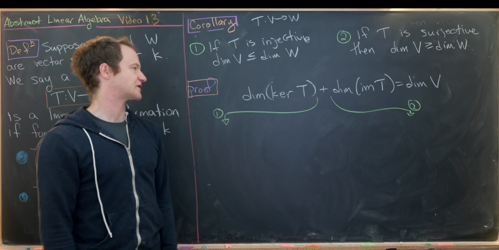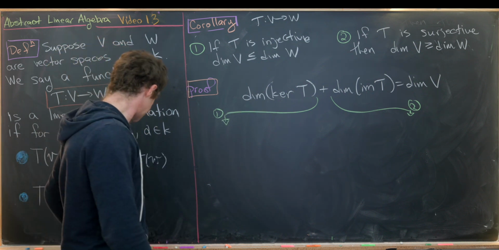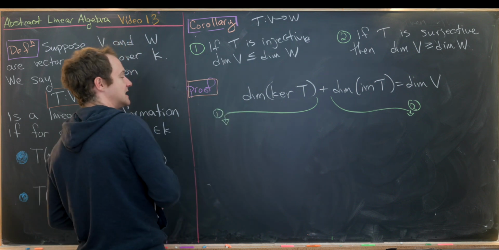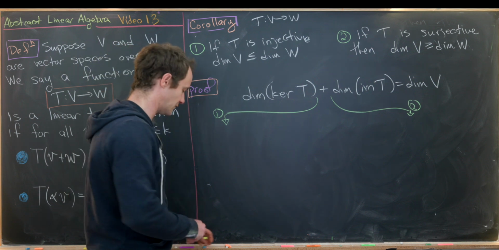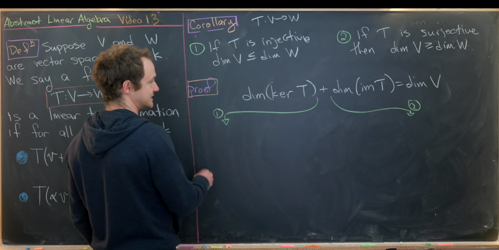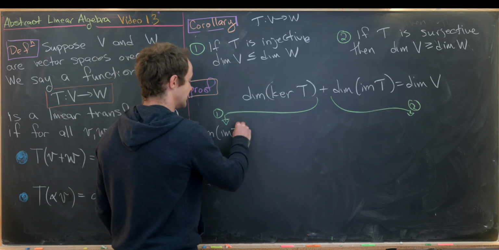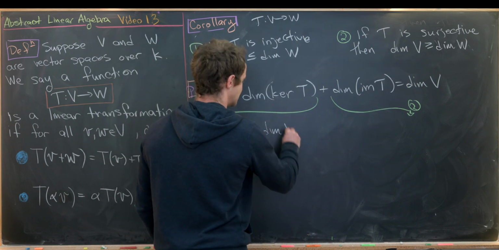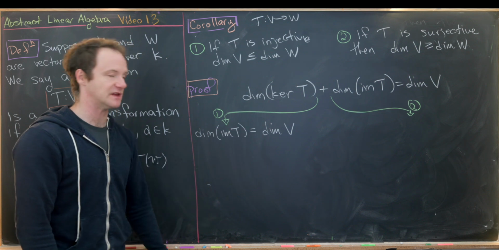And then we'll look at special cases. Okay, so let's look at this first case. The first case is if T is injective. Let's recall, from what we saw previously, that if T is injective, the dimension of the kernel is 0. So in other words, the dimension of the image of T is equal to the dimension of V.